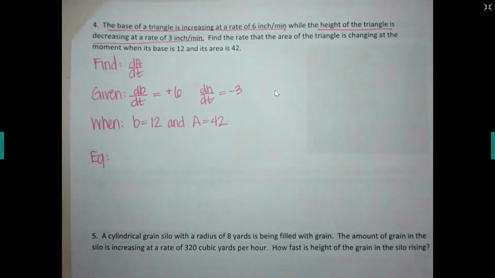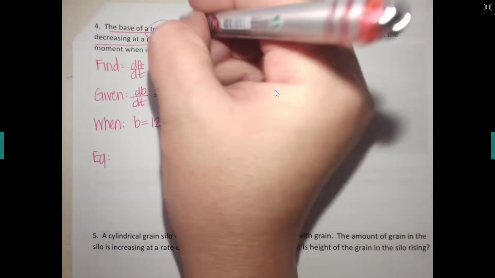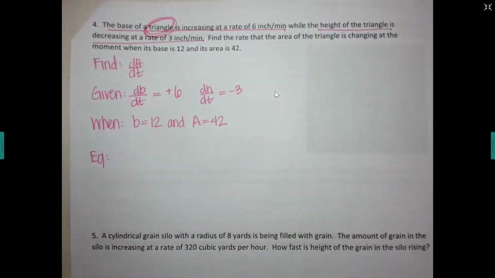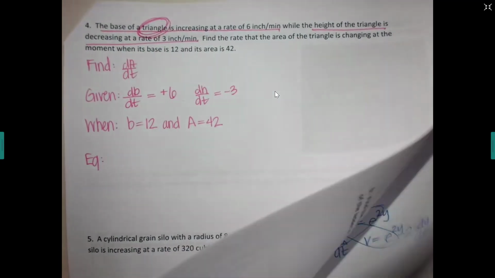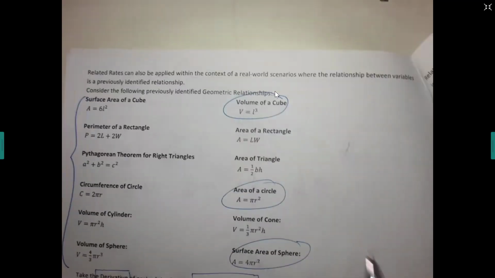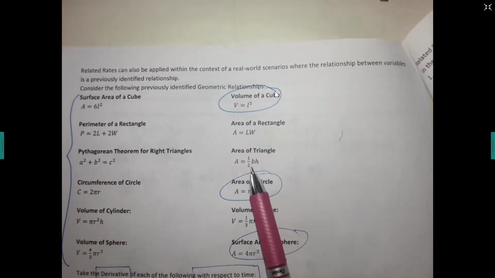Then we need to find our area formula. Remember we're talking about a triangle this time, so we're looking up the area of a triangle formula off of our sheet on the back of the first page. So write that down. Area equals 1/2 base times height.